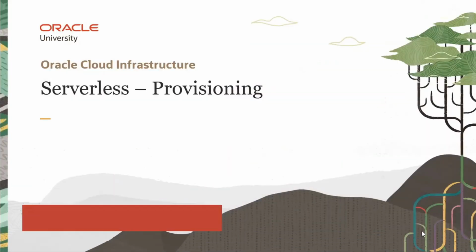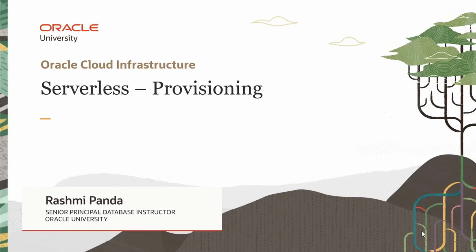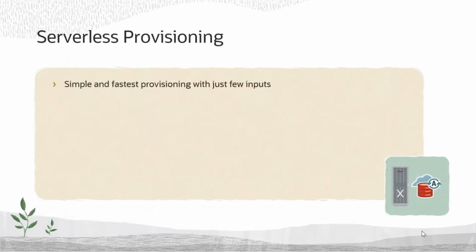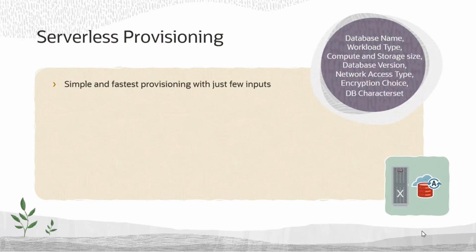Welcome everyone. Let's learn about the provisioning of autonomous database serverless in this lesson. Serverless provisioning is the simplest and fastest deployment of Oracle database in Oracle Cloud Infrastructure. During provisioning, you have to provide inputs like database name, workload type, compute and storage size, the database version, type of network access, choice of the encryption, and database character set. So once you submit, your database will be provisioned within minutes.